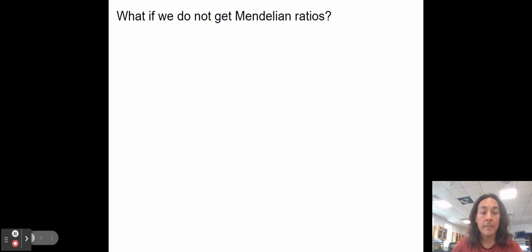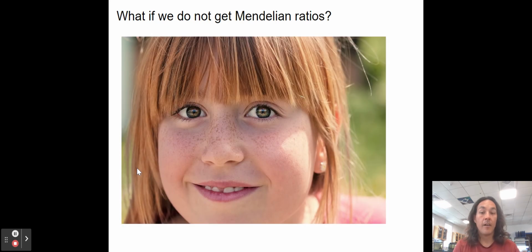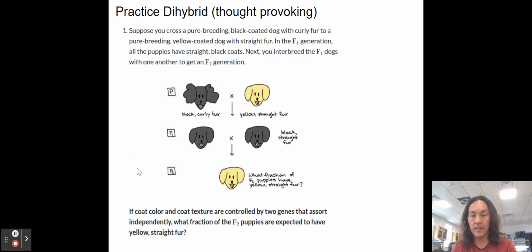What if we don't get Mendelian ratios? Like oftentimes you see people who have red hair have freckles. Well, that means that the genes were linked, and we'll get into that later on in the slideshow. So if you're going to use these math rules, it has to say that the genes assort independently.